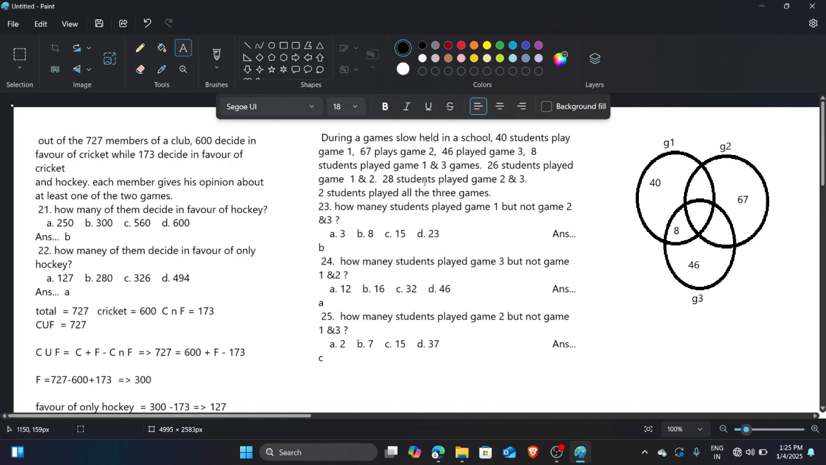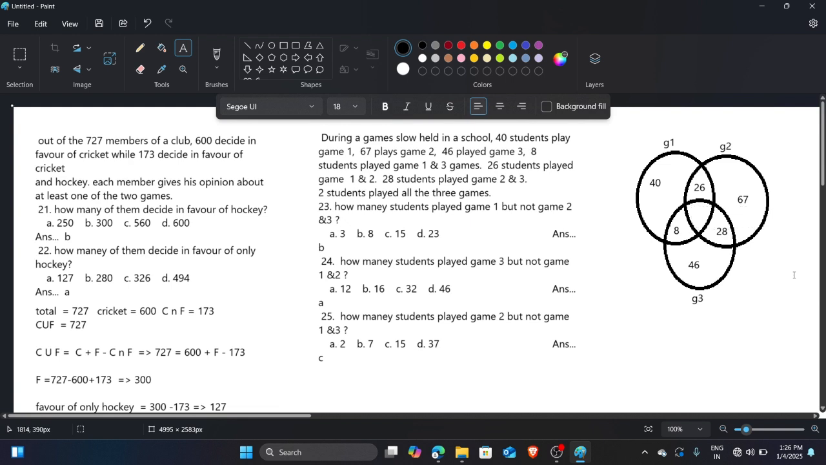Okay, the 26 students played games 1 and 2. So this region shows the students who play both games 1 and 2. Now the 28 students play games 2 and 3. So this region is for 2 and 3, 28. Now two students play all the games. So now you can see that this region comes in the all portion.